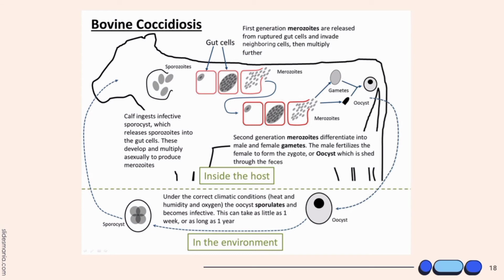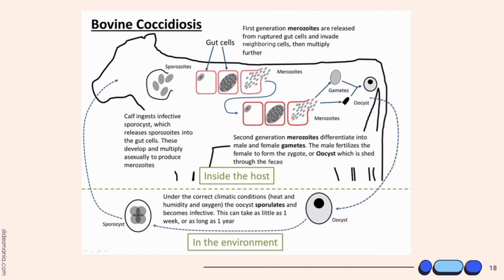So we have here also the diagram for an example of the coccidiosis, specifically bovine coccidiosis. So the infection results from ingestion of infective oocysts. The oocysts enter the environment in the feces of an infected host, but the oocysts of Eimeria are unsporulated and therefore not infective when passed in the feces.